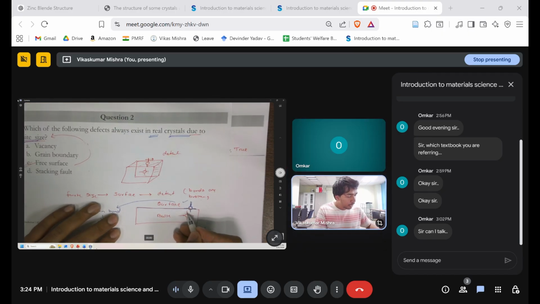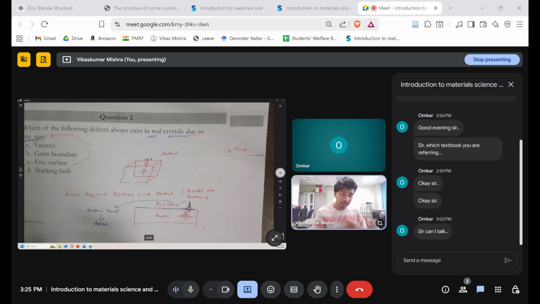Inside, there is an atom above, and again in all directions there is an atom. But if I talk about the surface, just above the surface there is no atom. So the periodicity is disturbed.